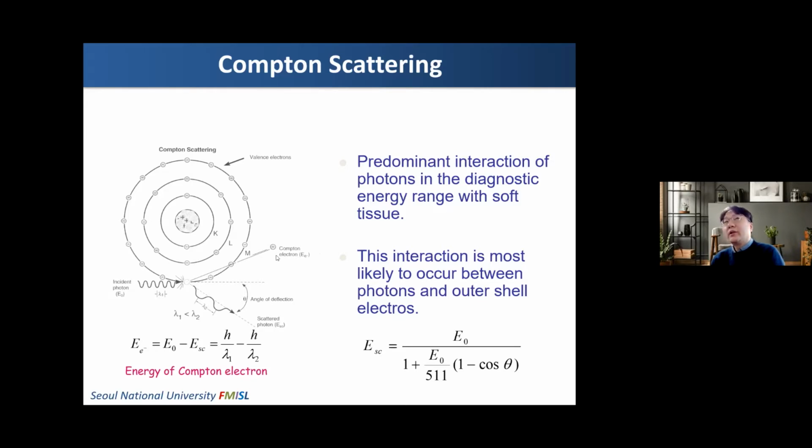Then this Compton electron will have some kinetic energy. That is smaller than the energy difference between the scattered and incident photon, because some energy should be used to overcome the binding energy of this electron in this orbit, right? And what is the energy of this Compton scattered electron? It is not a deterministic value. The energy of this Compton electron varies depending on the angle of diffraction. I mean, the energy of the Compton electron is determined by the angle of this diffraction.